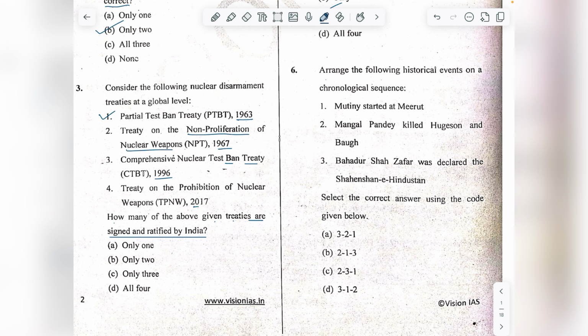Number 6. Arrange the following historical events in chronological sequence. Mutiny started at Meerut. Mangal Pandey killed Hudson and Bagh. Bahadur Shah Zafar was declared as the Shahenshah-e-Hindustan. So, first Mangal Pandey killed Hudson and Bagh. Either B or C will be the correct answer. Then mutiny at Meerut is the second one in chronology. So option B is the correct answer.